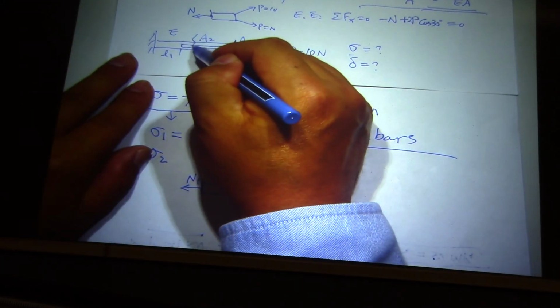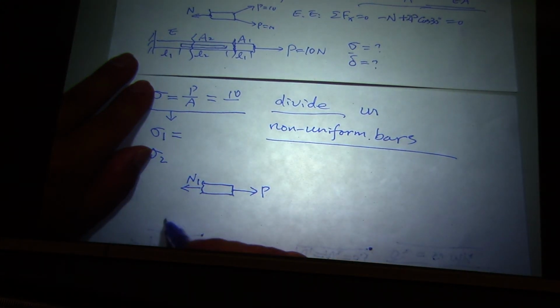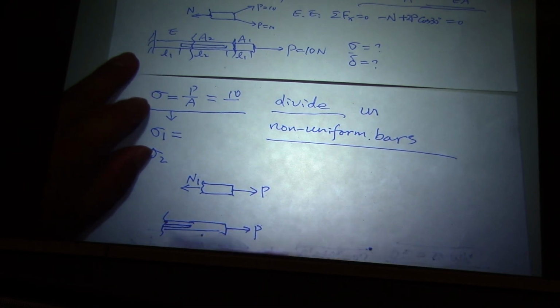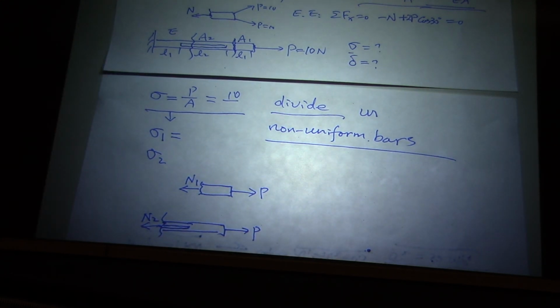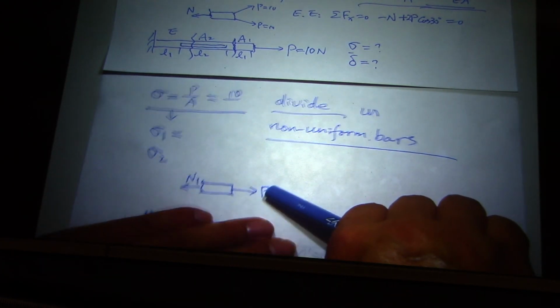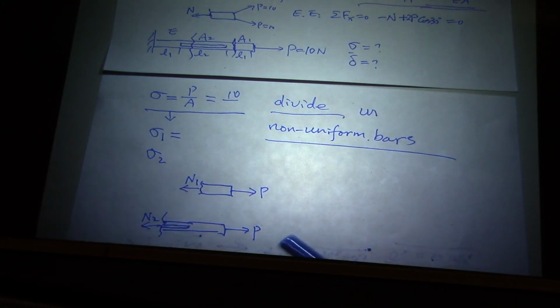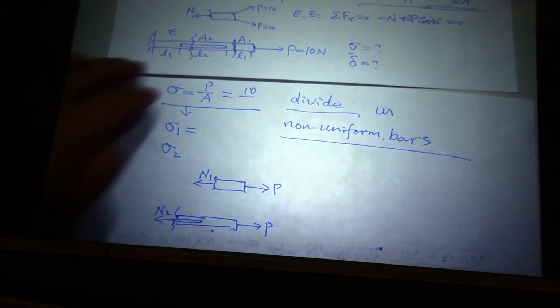Now what if I cut here? Same. I cut here, so I have this bar showing here. This is a free body. Now this is the P, so this will be N2. Now is N1 equal to N2 in this case? Yes, they have to be. Otherwise, one of these is not in equilibrium. Because this one is in equilibrium, N1 equals P. This one is in equilibrium, N2 equals P. They both equal P. So therefore, the force in this bar is the same everywhere.